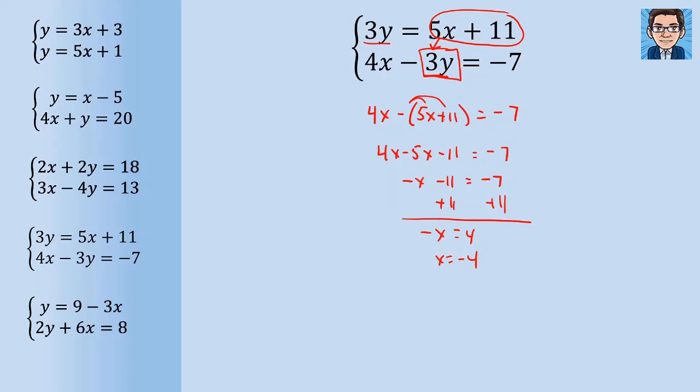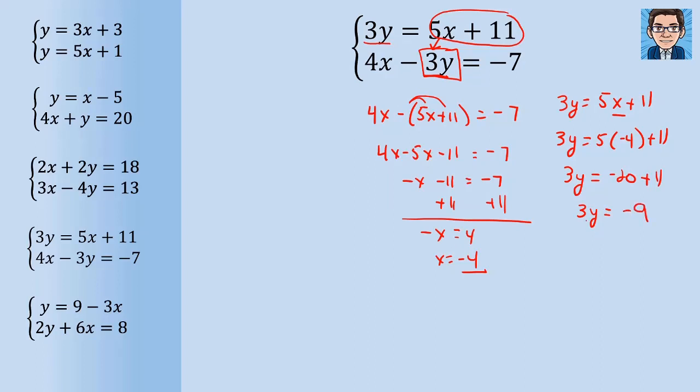Right now we've got to substitute it back into one of the original equations to find out what y equals. Let's use the first equation. It looks a little easier to solve for y in. So 3y equals 5x plus 11. We know that x is negative 4, so let's put that in here. 3y equals 5 times negative 4 plus 11. So 3y equals negative 20 plus 11, or 3y equals negative 9. Divide both sides by 3, and you get y equals negative 3. So our answer for this, negative 4 and negative 3, are the two values for x and y that will make both of these equations true.